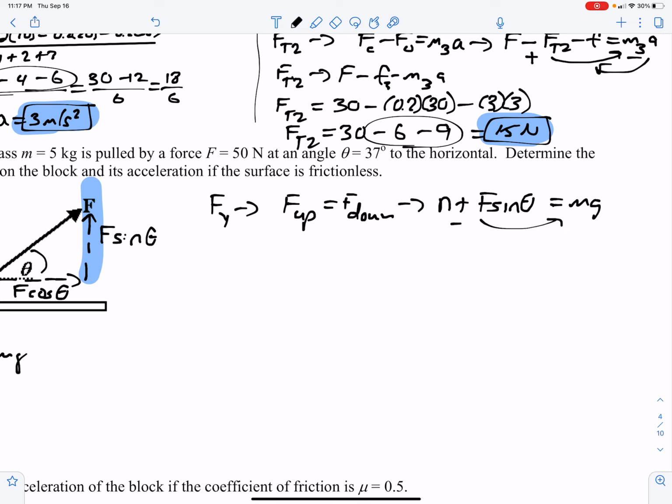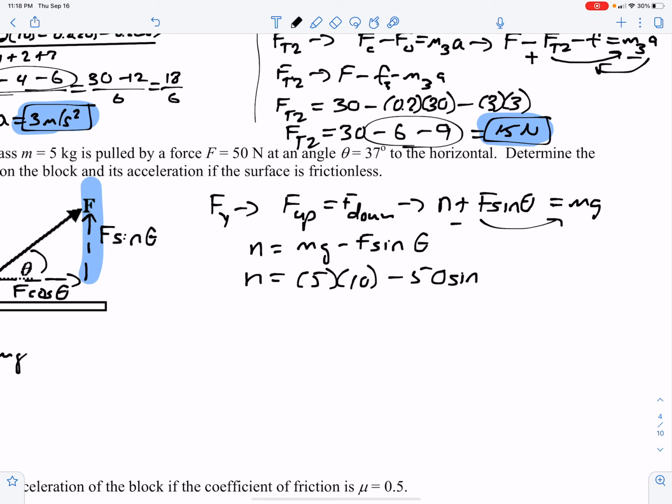Subtract F sine theta over to that side, and normal force equals mg minus F times the sine of theta. Plug in our values. M is 5, times g is 10, minus F is 50, sine of 37 degrees. So normal force would be 5 times 10, which is 50, minus 50 sine of 37, which would be about 30, and that would come up to about 20 newtons upwards.